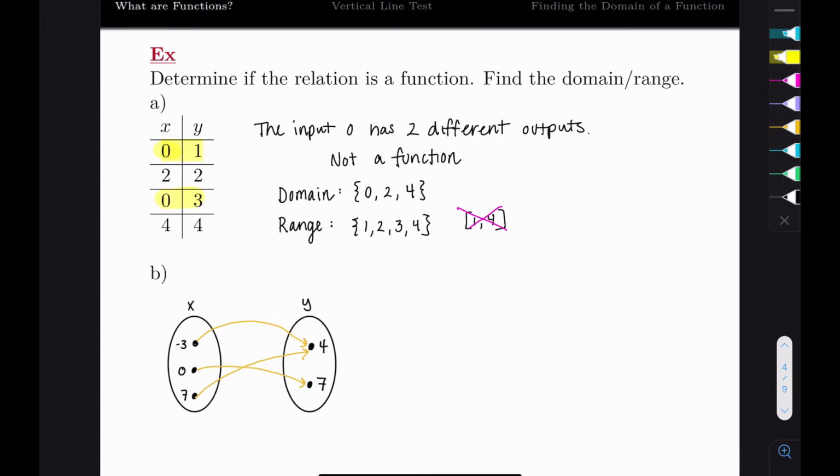Now in our next example in part B, we're given basically a mapping. So the way we read this is x is my input, and we have this arrow coming off of it to 4. So it means -3 is going to correspond with 4. 0 corresponds with 7, and 7 corresponds with 4. So if I consider my input values of -3, 0, and 7, I only have a single arrow leaving them, which is good. So that input only corresponds to one of these output values. So each input has a single output.